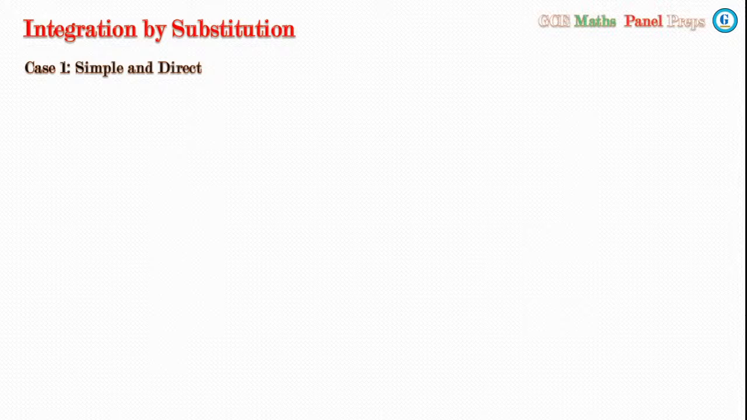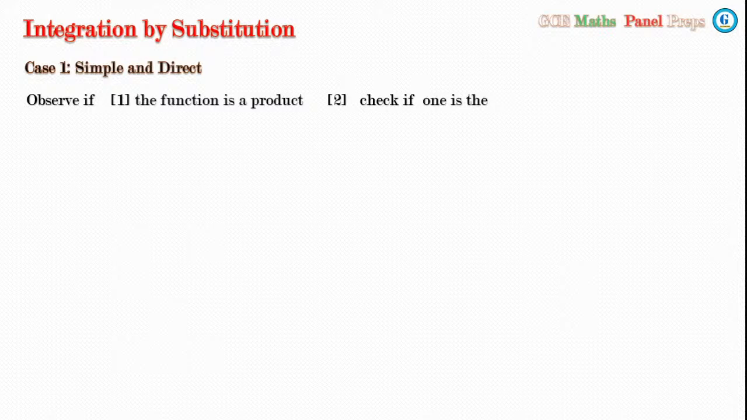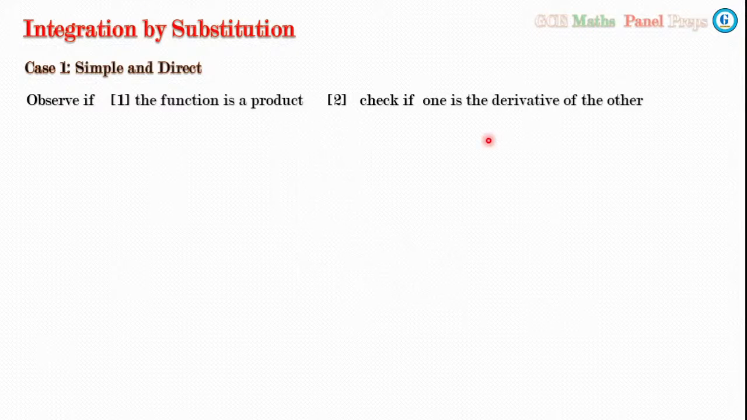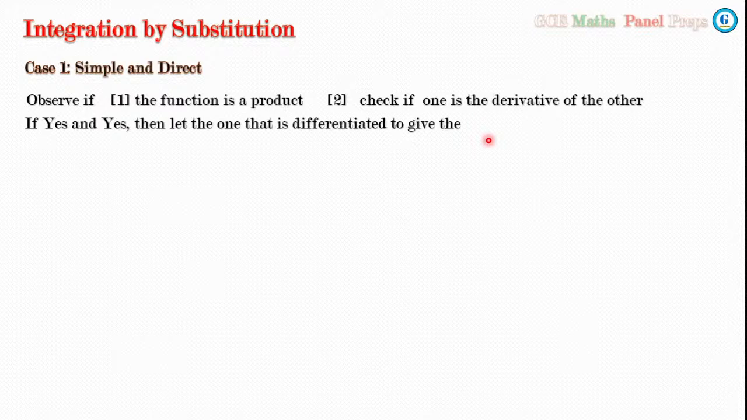With integration by substitution, we are going to look at the cases as follows. We have simple and direct, which is the first one, and we see what happens and why we have to apply this case. If we have an integral, we first have to observe if the function is a product. If it is a product, the second thing to check is if one of the functions in that product is a derivative of the other. If the answers to these two questions are yes and yes, then we let the one that is differentiated to give the other be u, and we proceed as follows.